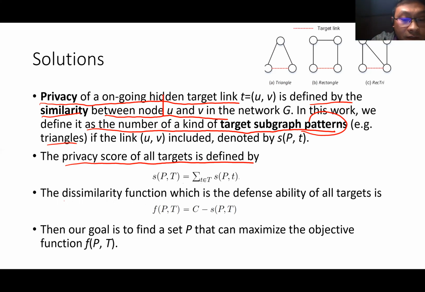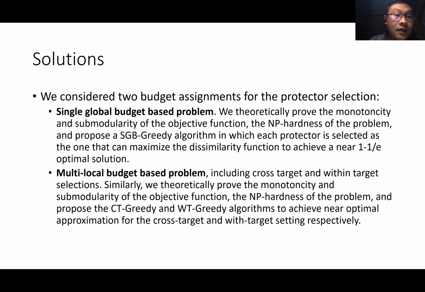Then we defined a dissimilarity function, which is the defensibility of all targets, defined by fpt. Our goal is to find a set P that can maximize the objective function f. In our solutions, we consider two budget assignments for the protector selection. The first is the single global budget-based problem. In this model, the budget is globally used for all targets.